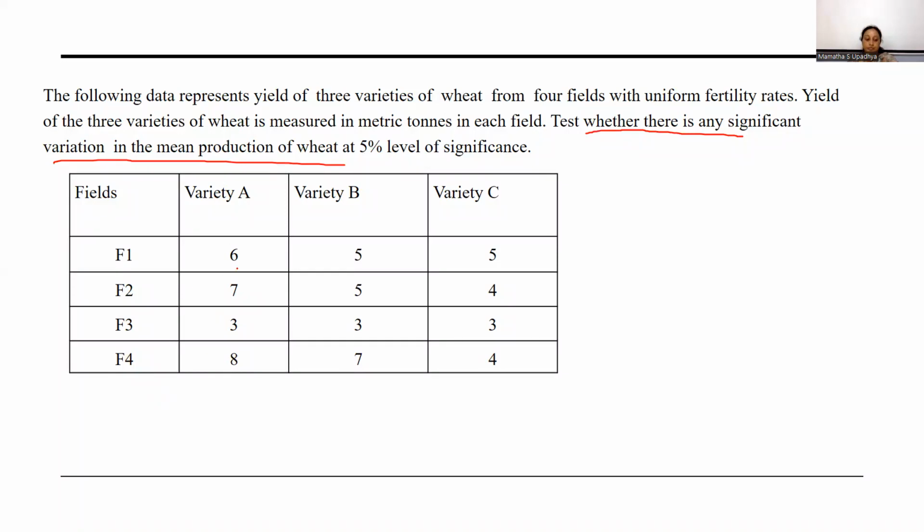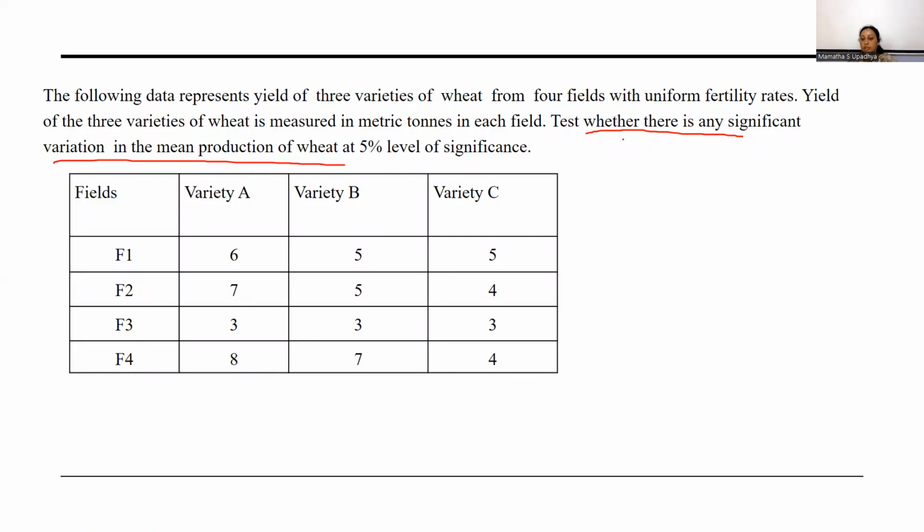For variety A, 4 samples are taken from the fields F1, F2, F3 and F4. For variety A, in the field F1, the production is 6 metric tons. In the field F2, the production for the variety A is 7 metric tons. Similarly, in the field F3, the production of wheat A is 3 metric tons. Similarly, in the field F4, the production of the variety A is 8 metric tons. Similarly, we have obtained the samples for variety B and variety C from 4 different fields.